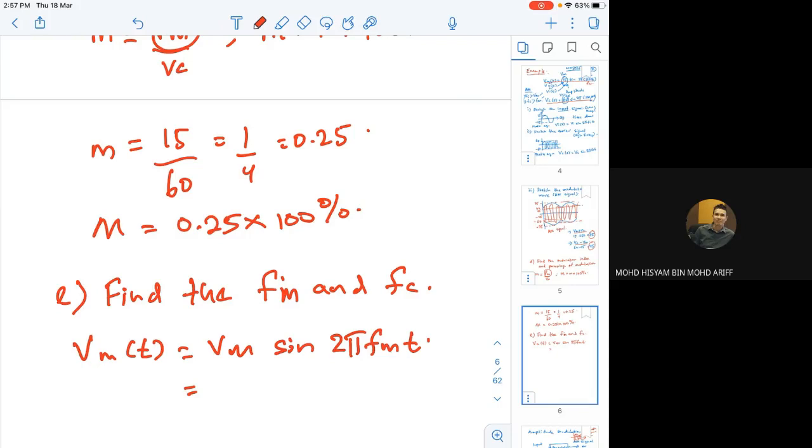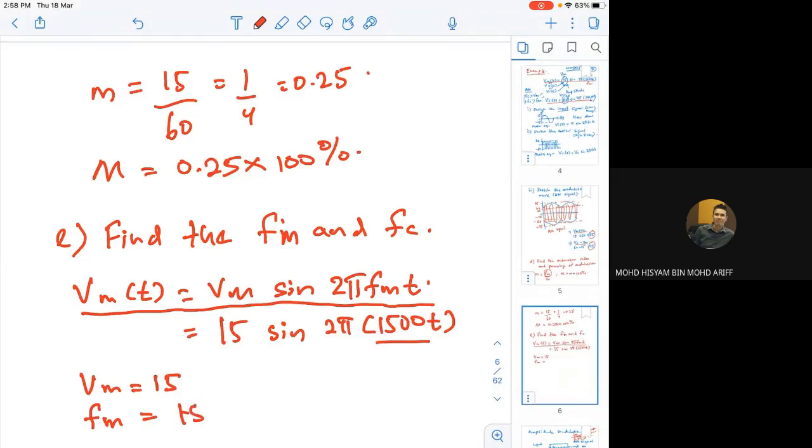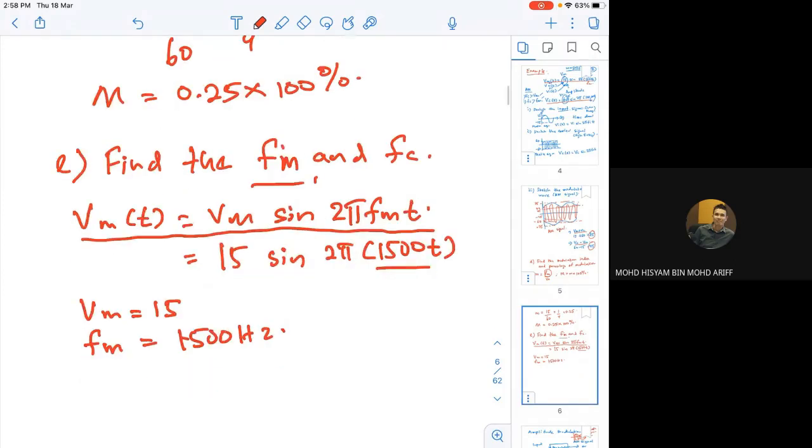So take back the equation. It is 15 sine 2 pi 1500 T. Basically, what is Fm from this equation? Vm equals 15, this one is VmT. Fm equals 1500. Find the Fm. And then how about the Fc? Find the Fc.